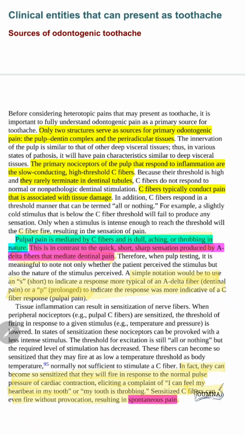After knowing the two types of receptors, let's talk about what are the sources of the odontogenic toothache, how these receptors have part in the pain sensation. The two main sources are the pulp dentin complex and the periradicular tissues. As we said before, the C fibers are the primary nociceptors in the pulp, so they are the main fibers who respond to the inflammation, and they conduct the pain, and they are rarely found in the dentinal tubules.